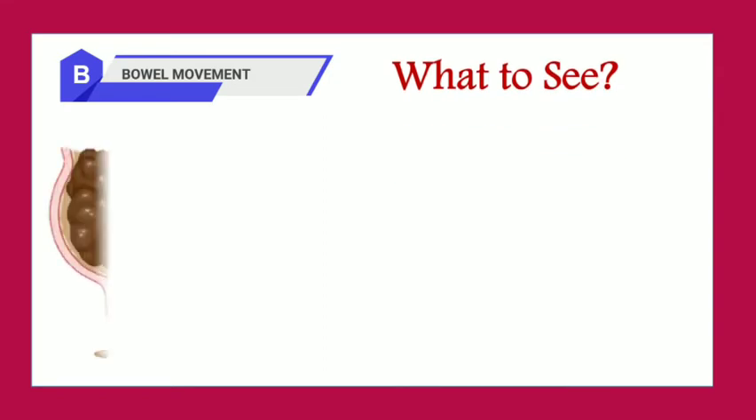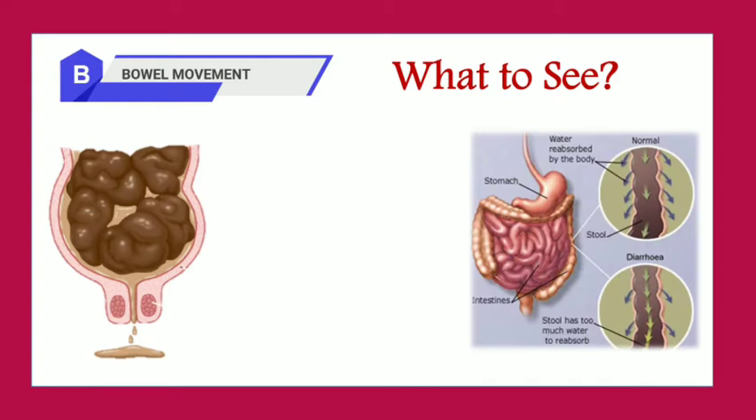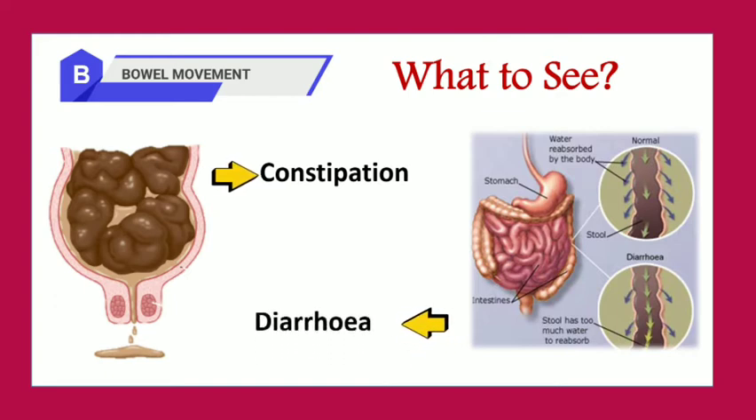First, let's see about bowel movement. In bowel movement, what we have to see? We have to see whether the patient has diarrhea or constipation. Constipation is defined as absence of evacuation of bowel contents for more than 3 consecutive days, whereas diarrhea is defined as 2 to 3 liquid stools per day or more than 250 gram of liquid stool per day.